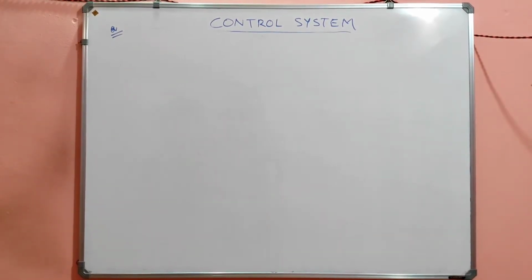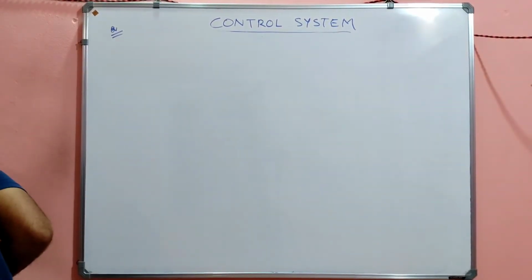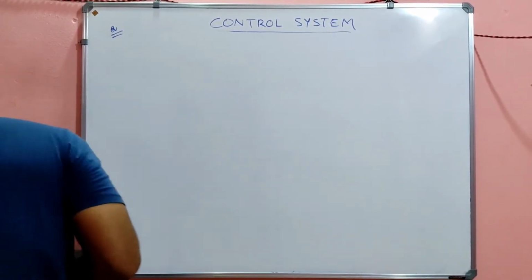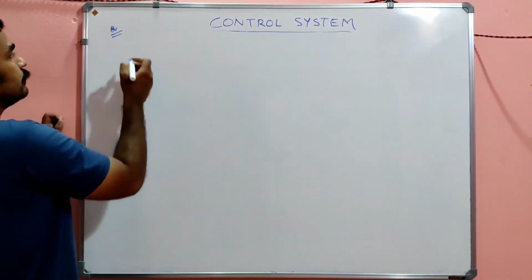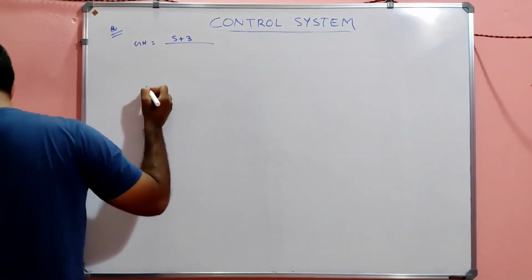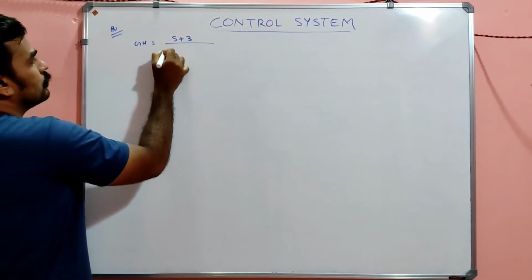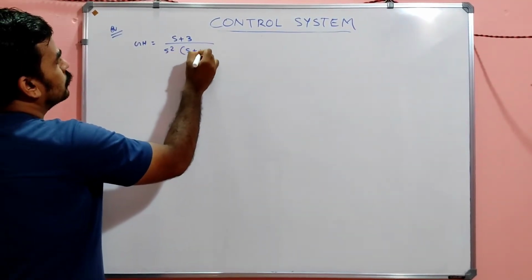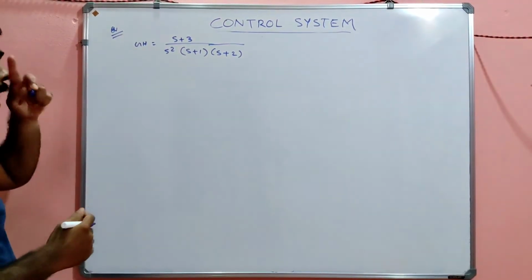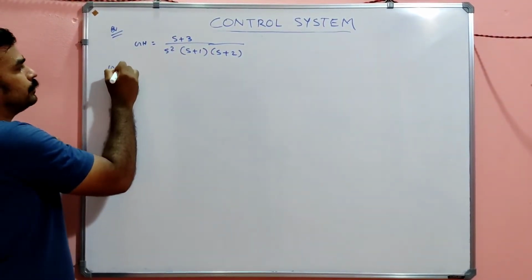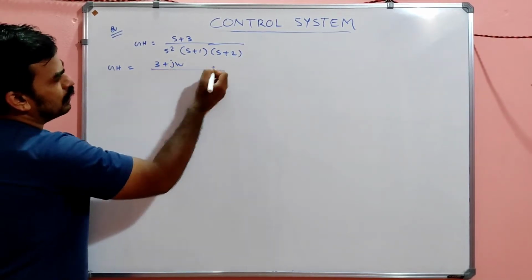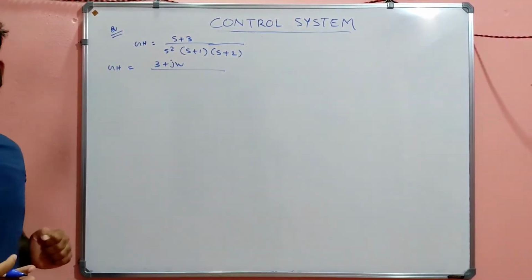Okay, write another question. S plus 3 divided by S square into S plus 1 into S plus 2. Again, put S equal to j omega, it will become 3 plus j omega. Alright, my dear, same procedure as before.